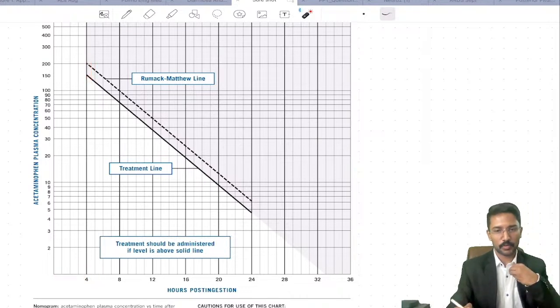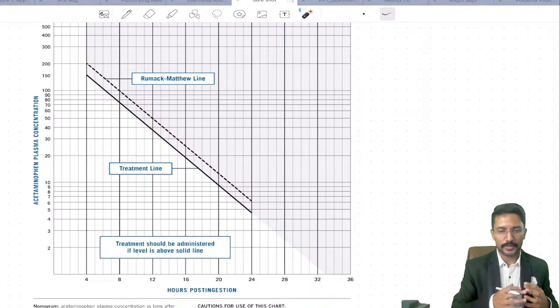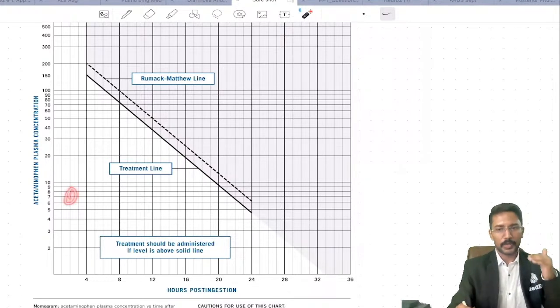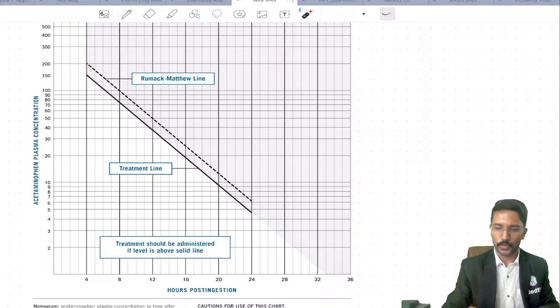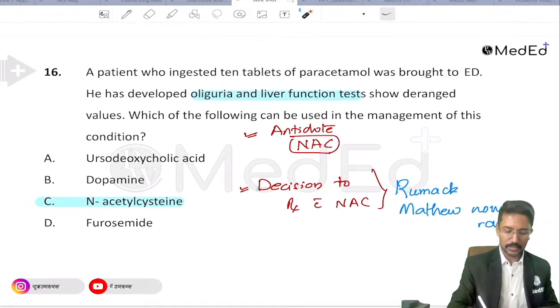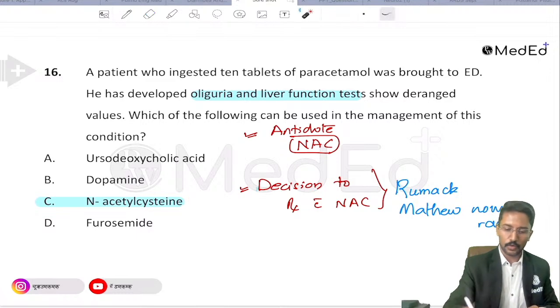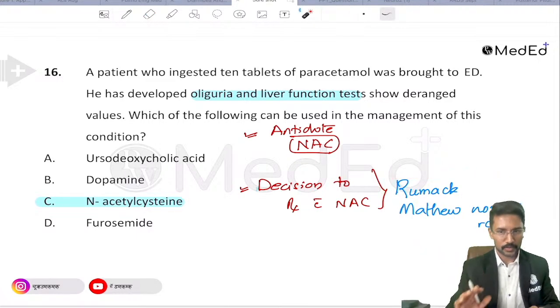When you take paracetamol, its peak levels are reached after 4 hours, not before that. So if you draw before that, the patient's peak levels would not have reached. You will decide it is falling below the treatment line and not give N-acetylcysteine, but 1 or 2 hours later his levels will fall here. That is why we can do it only after 4 hours. So in this patient, the drug of choice would be N-acetylcysteine. Our decision will be based on the Rumack-Matthew nomogram, looking at the paracetamol levels.